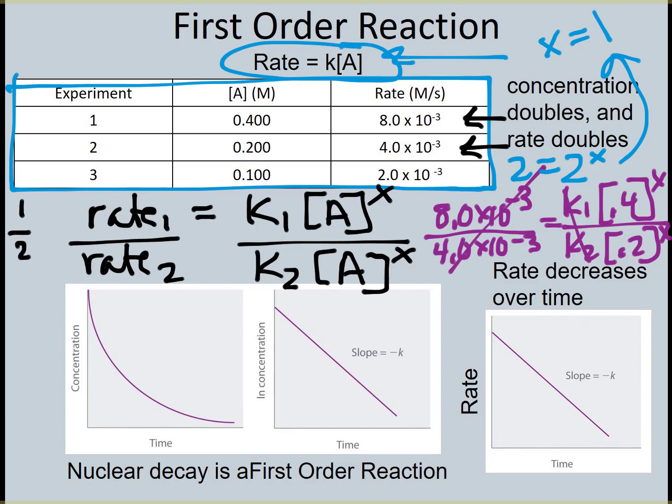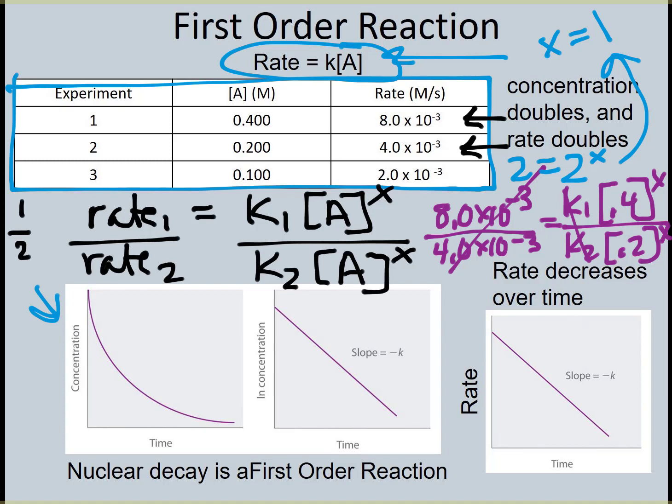Let's look at a first order reaction. If we look at its graphs, first of all, the concentration versus time. You can see that the concentration decreases with time, and that is because the reactants get used up. Remember, we only put the reactants in the rate laws. So we're going to see those reactants disappear because they become products over time.